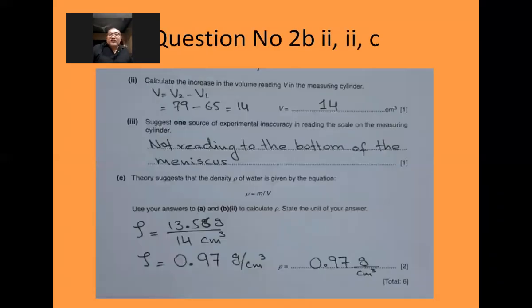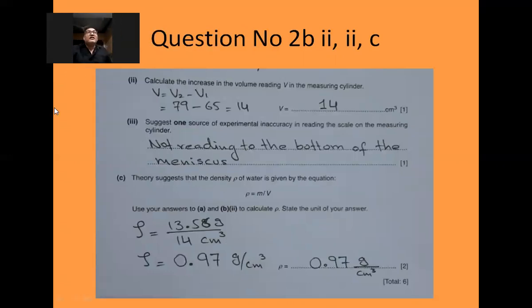Okay, so we are moving to the next part, question number 2, B, second part. It says calculate the increase in the volume reading V in the measuring cylinder. The increase will be V2 minus V1. V2 is 79, the final volume, and the initial volume is 65. So it will be 14. The volume will be 14 centimeter cube.